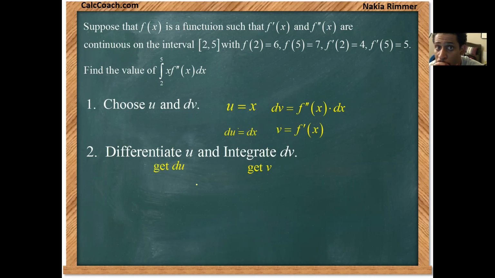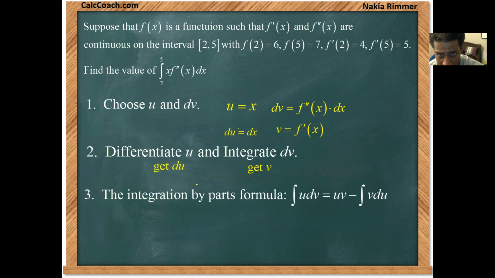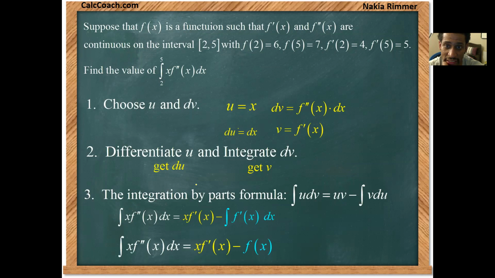Okay, great. Now we have to put some pieces of the puzzle together, right? We have uv minus the integral of v du. So it'll be x times f prime minus the integral of f prime dx. Now let's deal with f prime dx. The integral of that, fundamental theorem of calculus again, is just f of x. What function has f prime as its derivative? The answer is f.